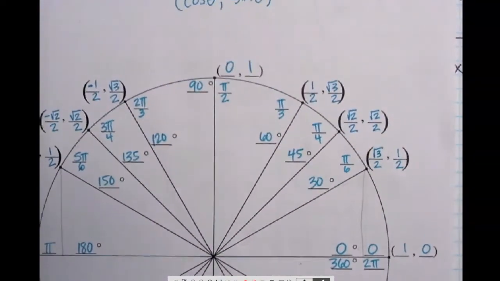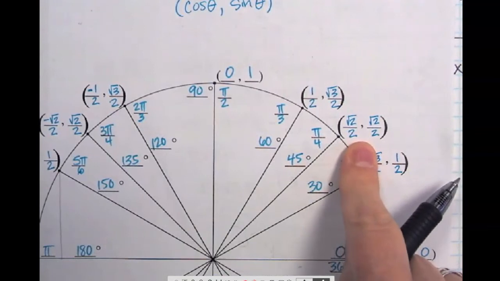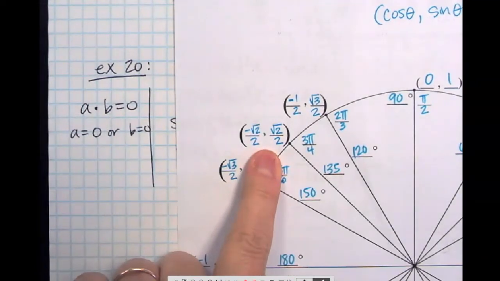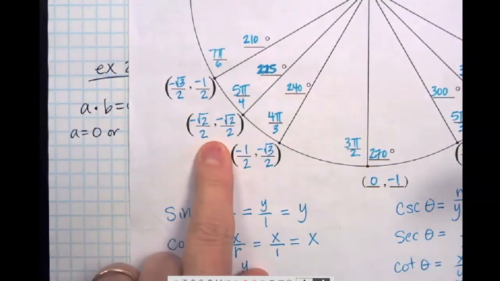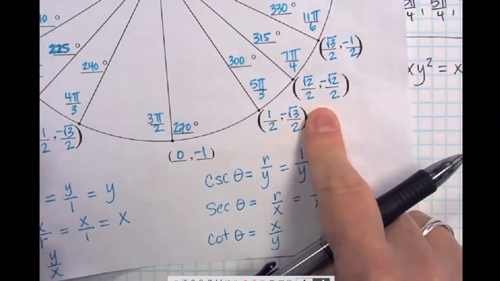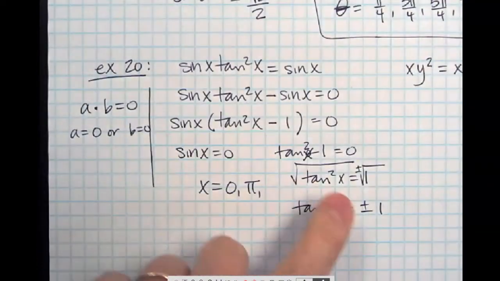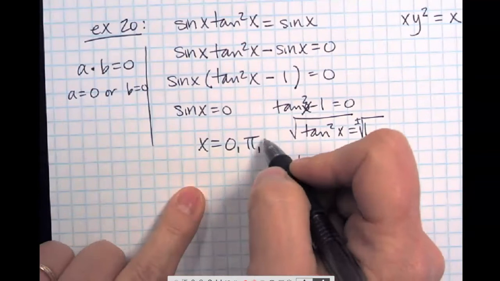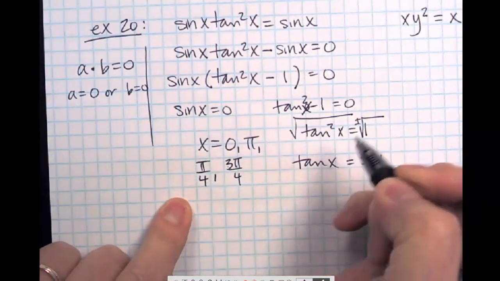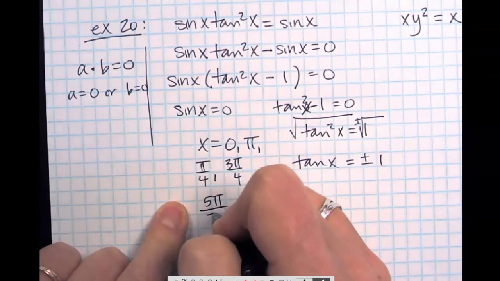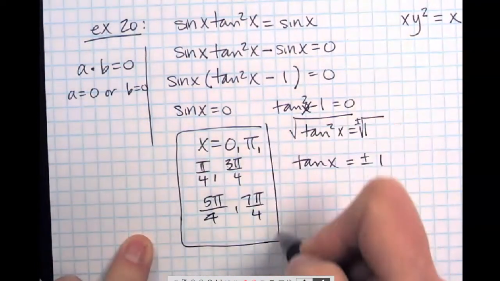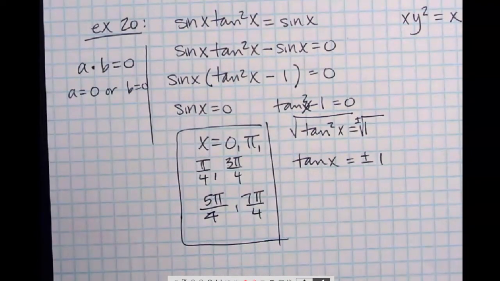Right? Okay? Right there. What's tangent there? 1. What's tangent over here? Negative 1. What's tangent here? Positive 1, because it's negative over negative. What's tangent here? Negative 1. So all 4 of those fit this description. So I'm going to add to my answers pi over 4, 3 pi over 4, 5 pi over 4, and 7 pi over 4. So this one has 6 answers. Anything that fits those descriptions will be my answer.